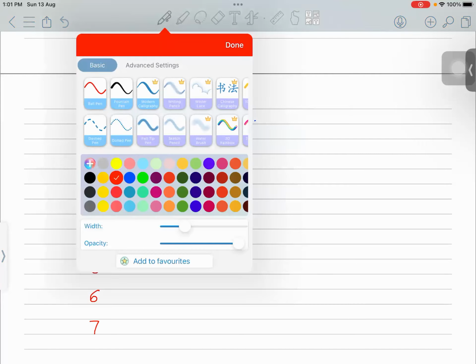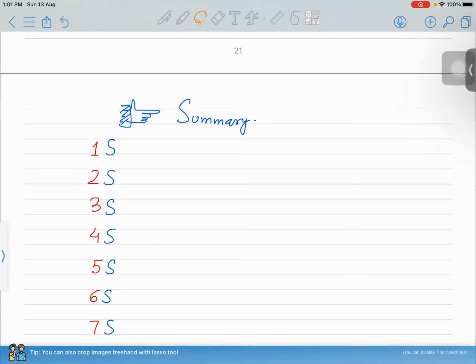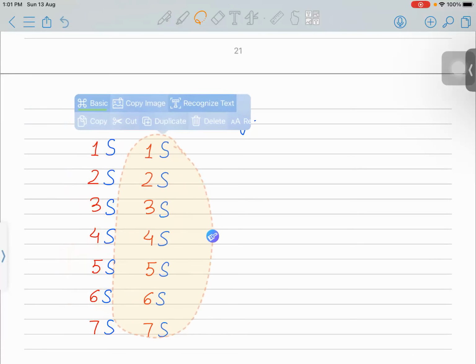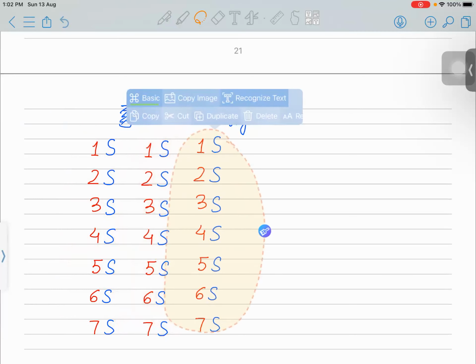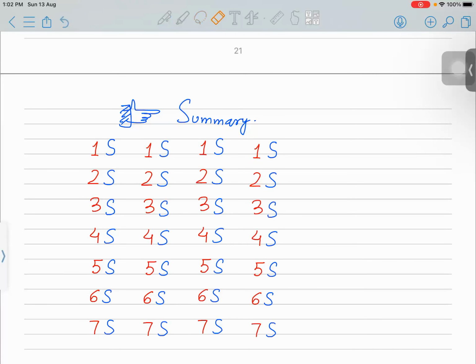Each shell has an s orbital, right? Now, can you tell me about the p orbital? Does it start from the first shell or the second shell? Second shell, right? Very good. It starts from the second shell. So here we have p orbitals in each of these shells.